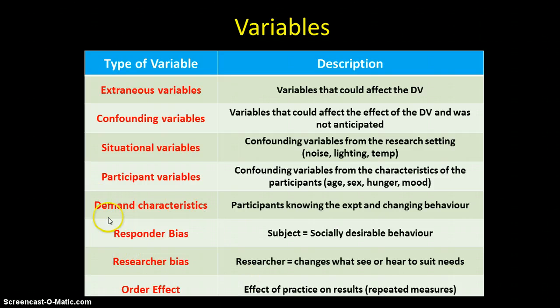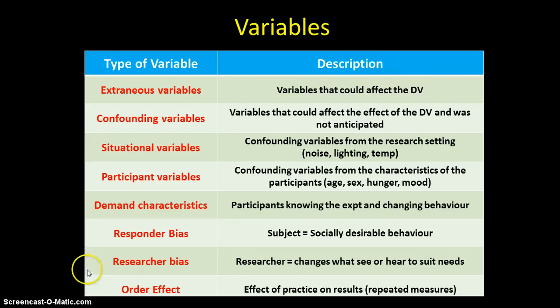Demand characteristics: if people know they're part of a piece of research, it's possible they might behave differently just because they know they're being tested in some way. Sometimes people respond differently or change their behaviour because they think it makes them look better. It's socially desirable for them to behave a certain way. So that's called responder bias. You might change your interpretation of what you see or hear because you want to hear certain things or interpret things in a certain way to make your research work. So that might be called researcher bias.